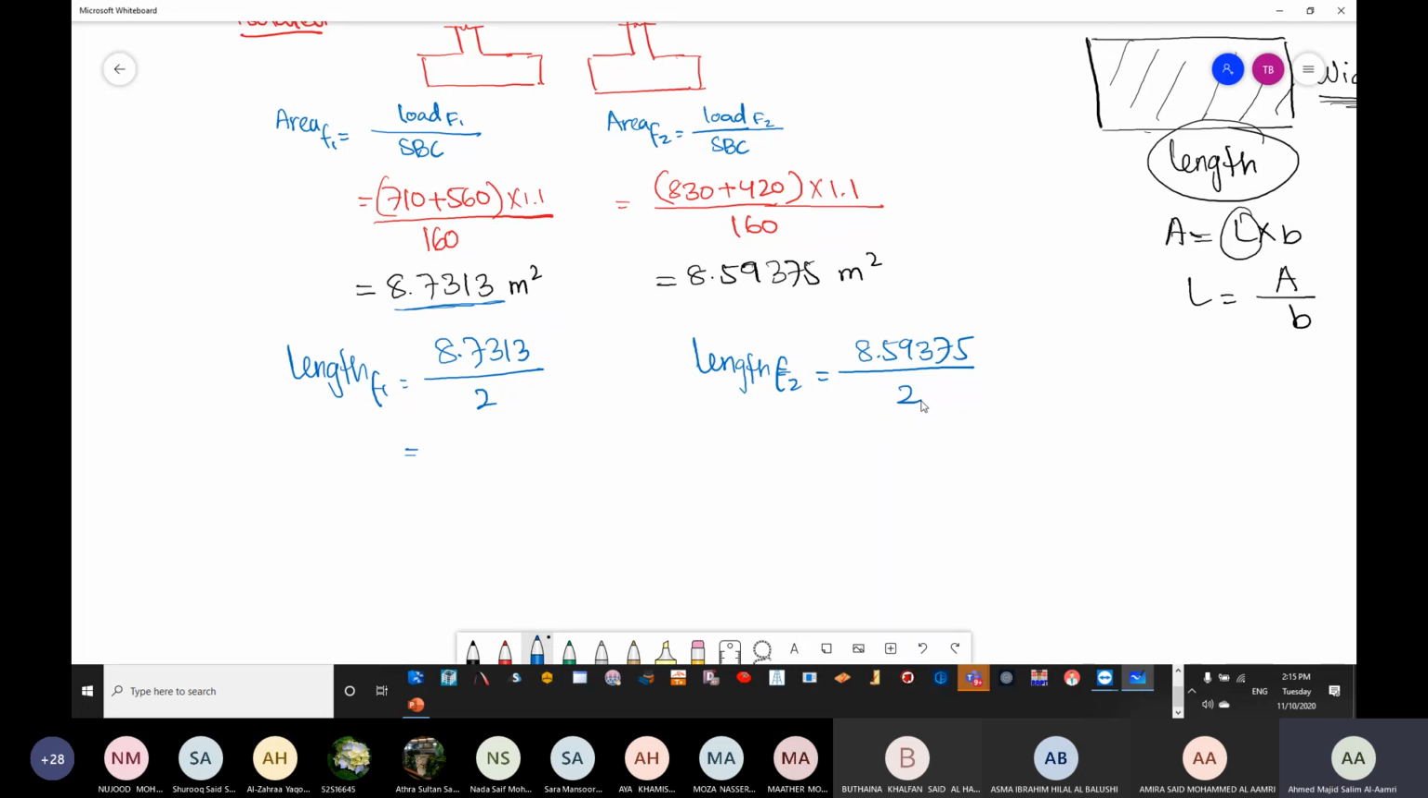So in the first scenario, we're having 4.365 meters as the length. And then here approximately we are having 4.297, let's say. Now, is it clear whatever I have done?